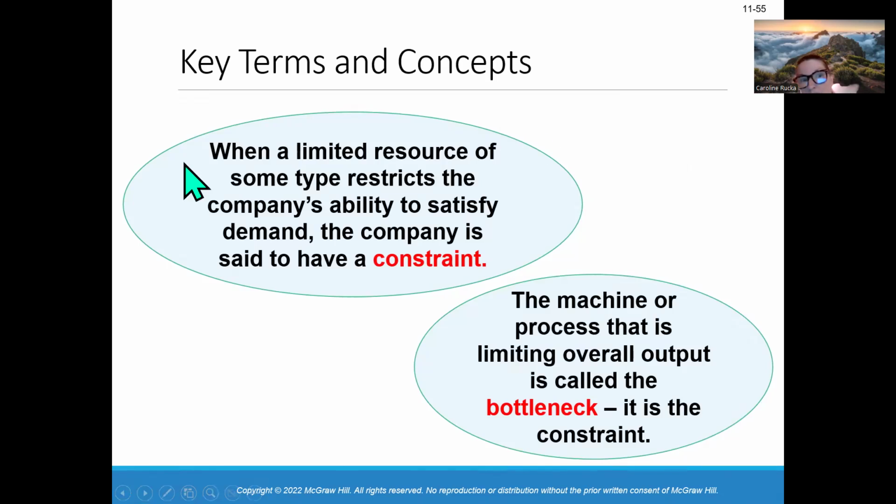Some vocabulary for you guys. When you have a limited resource and it restricts the company's ability to satisfy demand, that is called a constraint. Okay. And the particular machine or process that is limiting overall output is called a bottleneck.